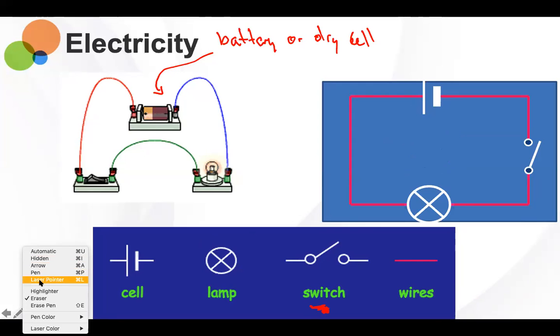So it's essentially the same thing. If the switch is on this side or this side, it doesn't really matter. Once the switch is connected to the circuit, it should be okay. All right, so are we all clear so far? Yes, sir. Very clear.